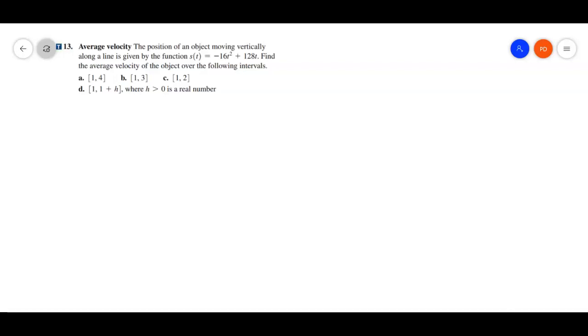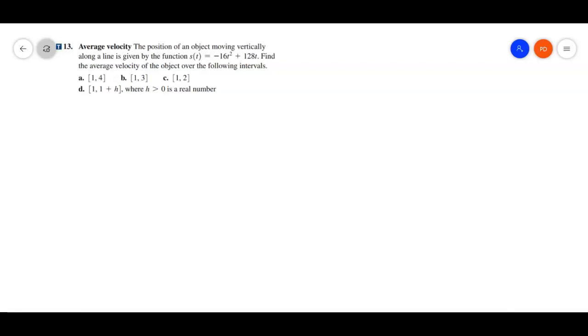I'm going to take a look at a problem from our text, and it has to do with finding an average velocity. You're given a position function, and then you're asked to find the average velocity between two times. And the times are numbers, usually from 1 to 4, then 1 to 3, then 1 to 2. And then part D says find the average velocity from 1 to 1 plus h. I'm going to go through all of this and show you an efficient way to do this in the calculator also, and I will do part D out as well.